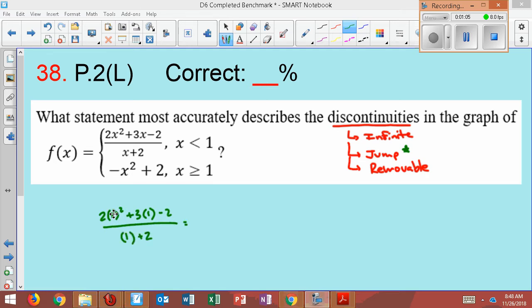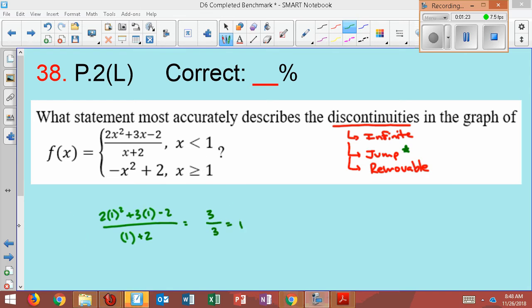Okay, when I add this up, 1 squared is 1. I'm following PEMDAS here, so I got to square this first. That's 1 times 2 is 2 plus 3. So I got 5 minus 2, which is 3, divided by 1 plus 2 is 3, which equals 1. So the top value is 1.